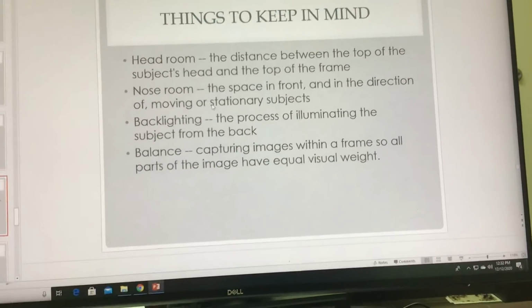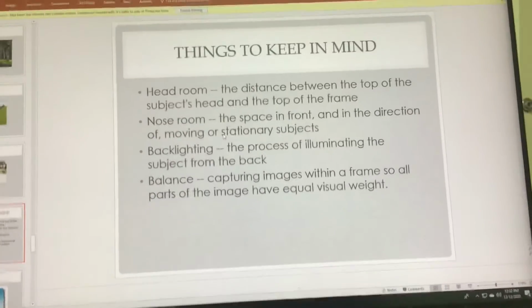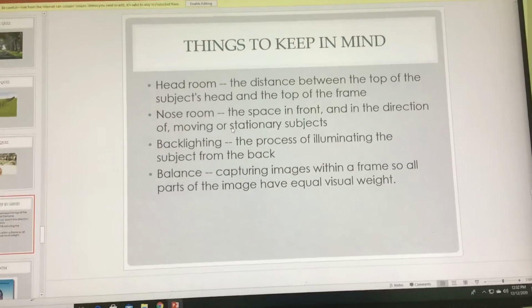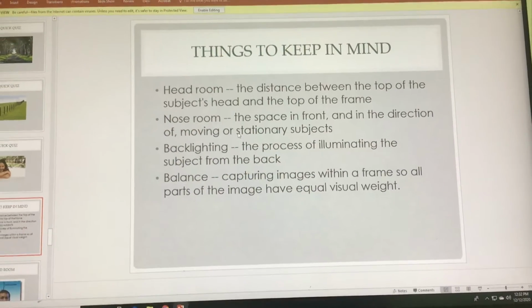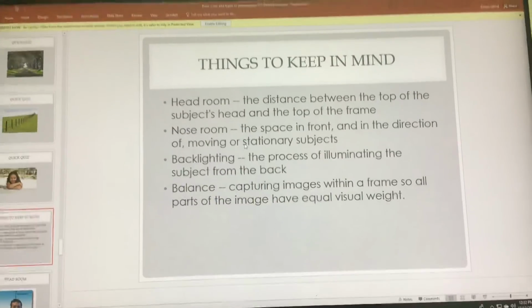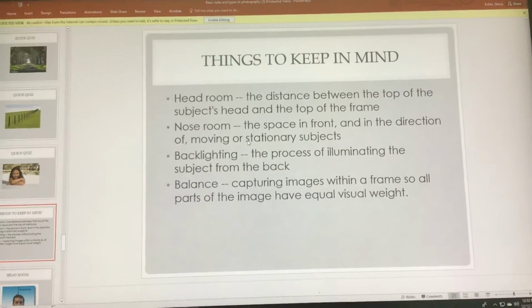Backlighting. Backlighting is the process of illuminating someone from behind. And I put here, is it good or bad? And the answer to that is it depends. Proper backlighting would just give someone a rosy kind of golden glow around their head. But too much backlighting is going to cause you to have an overexposed picture or deep shadows.